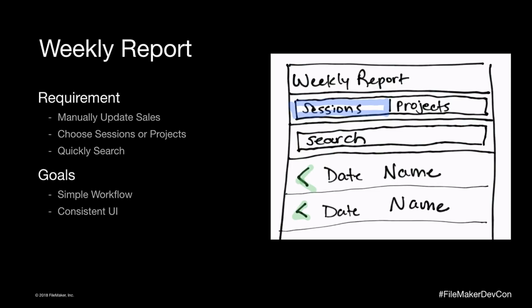So the first example I have is a weekly report. We had to design it, and the requirement was that it needed to manually update sales totals. They needed to be able to quickly search between projects and sessions for the company. So they needed to toggle between them because they were in different tables. So here's the original sketch that I drew out because it needed to be simple and quick. And the goal for this was to keep the workflow, as I said, simple and have a consistent UI with their theme.